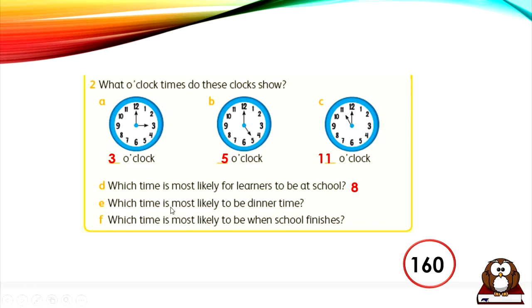E. Which time is most likely to be dinner time? And we know that it's 12, okay? F. Which time is most likely to be when school finishes? We know that it's 3 o'clock. Okay? Well done. Good job.